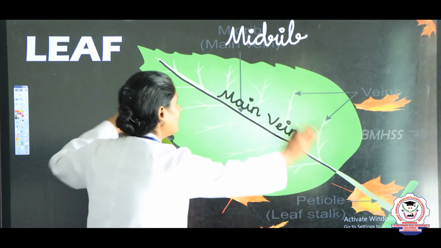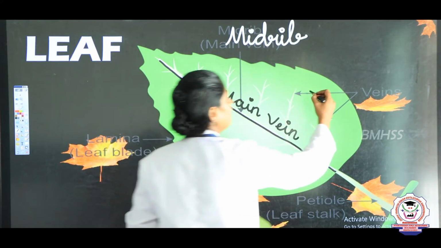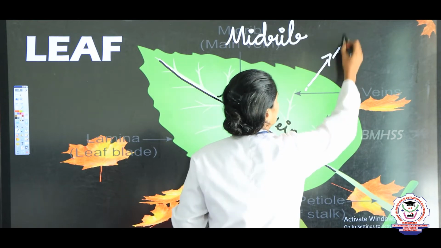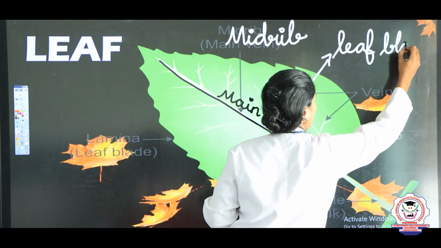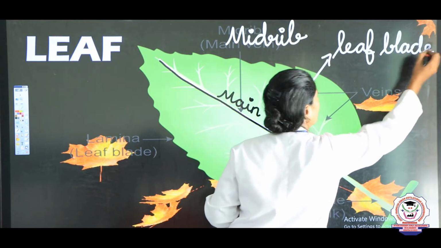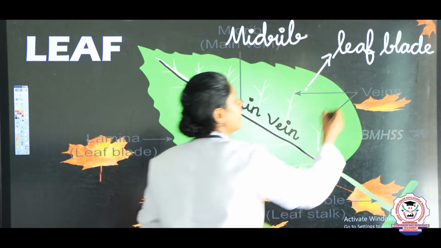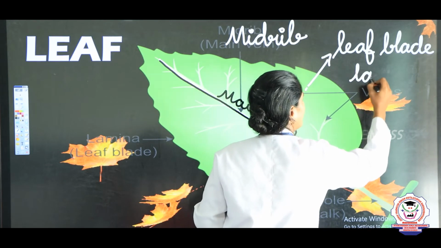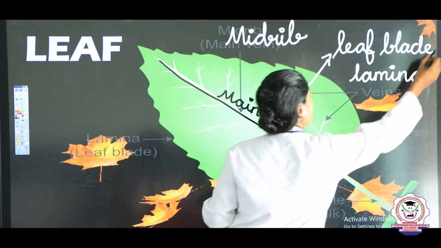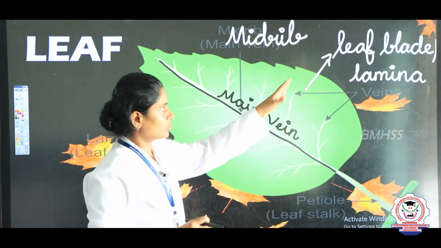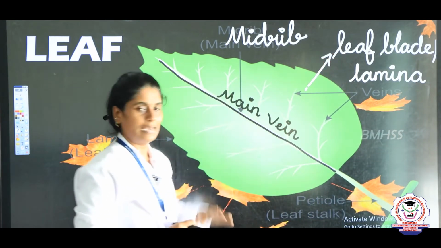The broad part of the leaf is known as the leaf blade, B-L-A-D-E, or it is also called lamina, L-A-M-I-N-A. So, it is also called leaf blade or lamina.